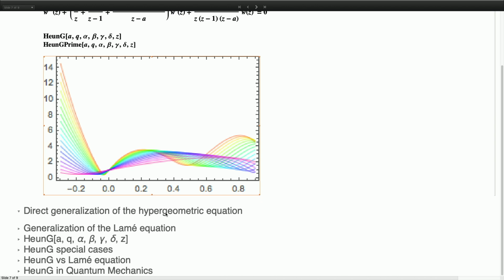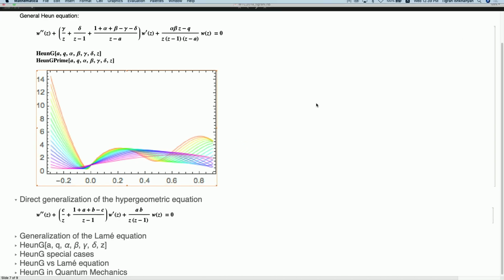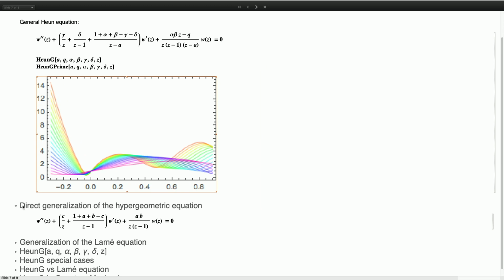Sorry, there's a problem of template. So let's take a look at the hypergeometric equation. It's written down here. This is the Heun equation. And we can see that we are just adding one more term here, so adding one more singularity. This is what we are making. We are making the next step. We are just taking one more term and trying to solve the equation.